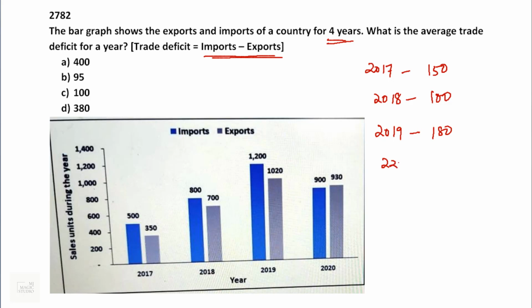And for 2020, 900 minus 930 is minus 30. So if we need to find the average, we first need to find the total of this. 150 plus 100 plus 180 is 430, minus 30 is 400. So the average for 4 years would be 400 by 4, that is 100. And that is in option C.